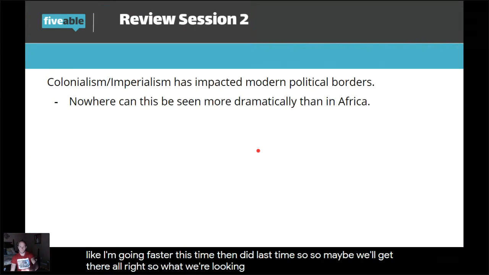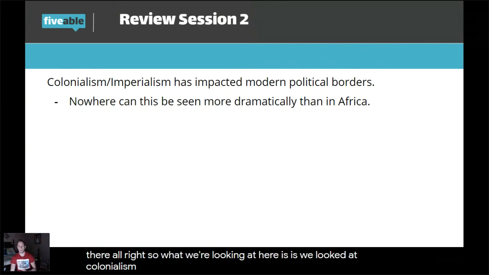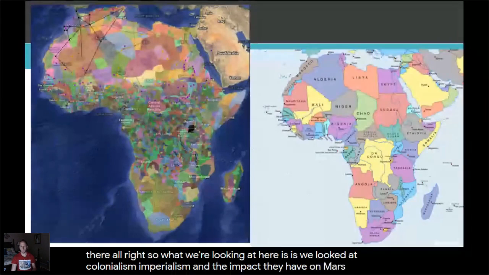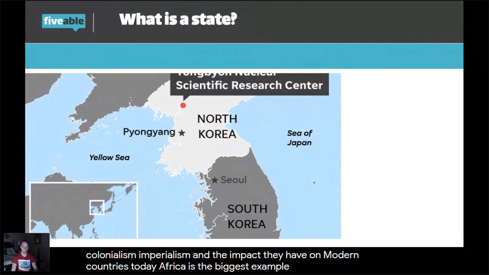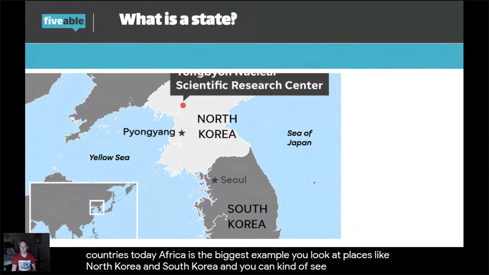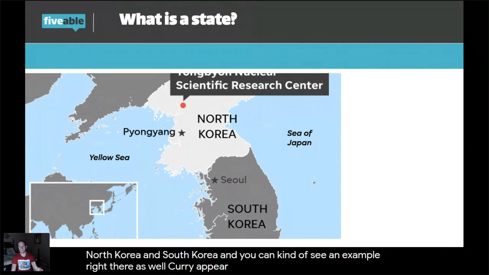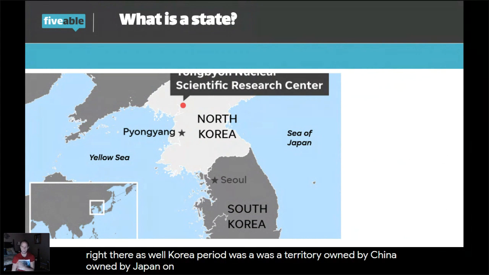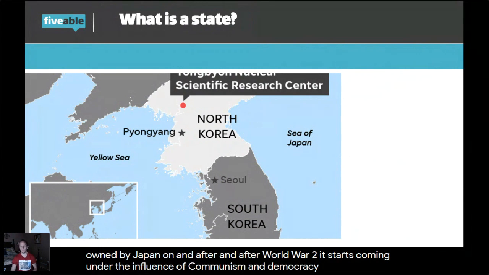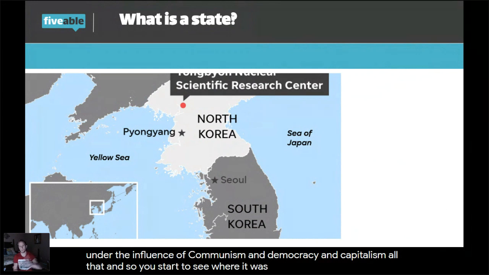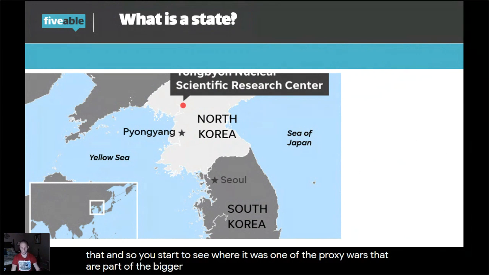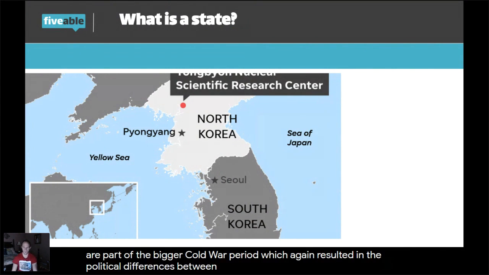All right, so what we're looking at here is we looked at colonialism and imperialism and the impact they have on modern countries today. Africa is the biggest example. You look at places like North Korea and South Korea, you can kind of see an example right there as well. Korea, period, was a territory owned by China, owned by Japan, and after World War II, it starts coming under the influence of communism and democracy and capitalism and all that. And so you start to see where it was one of the proxy wars that are part of the bigger Cold War period, which again resulted in the political differences between North Korea and South Korea.